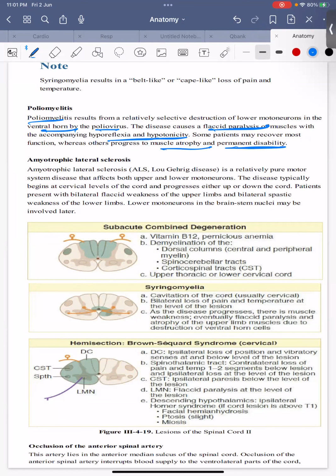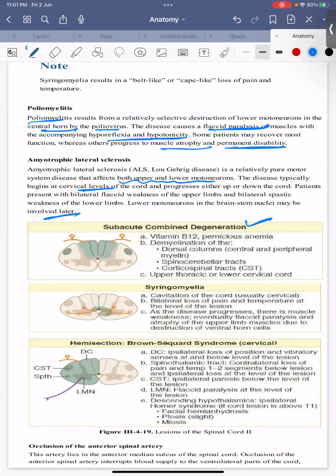ALS, also known as Lou Gehrig disease, it is a motor disease because, as I told you, it affects both the upper and the lower motor neurons. Usually it begins at the cervical level of the spinal cord and then progresses up or down the cord. Patients have bilateral flaccid weakness of the upper limb and bilateral spastic weakness of the lower limb. So you have the flaccid weakness of the upper limb and the spastic weakness of the lower limb. Lower motor neurons in the brainstem nuclei may also be involved later.